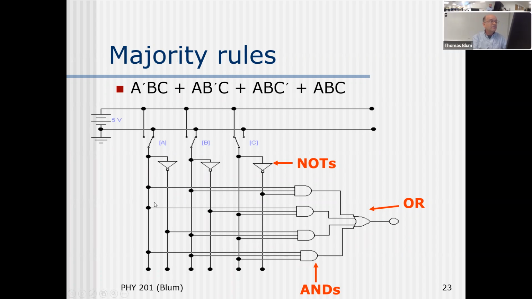Then I have A in my expression. So this wire that comes out of A corresponds to A. A could be high or A could be low, but this whole wire that's coming straight out of the switch corresponds to A.